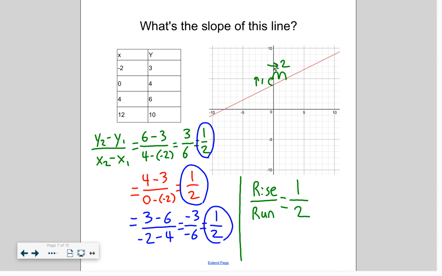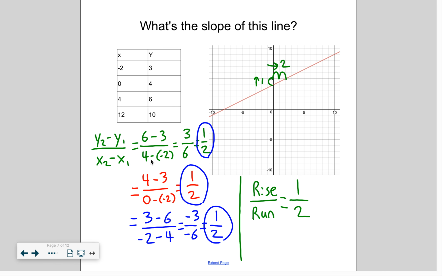So I'm running over 2. And so my rise over run is 1 over 2. Over here, I can do it in a different way. So I'm going to subtract two y values to find my change in y. So I did 6 minus 3. You could choose any of these points that you want. I just chose this point and this point. So I did 6 minus 3, 6 minus 3.